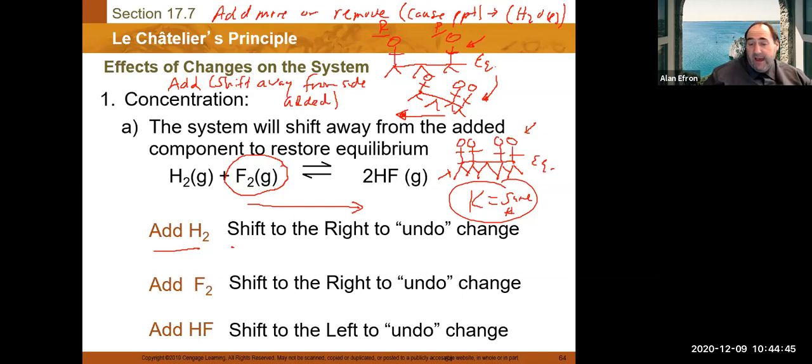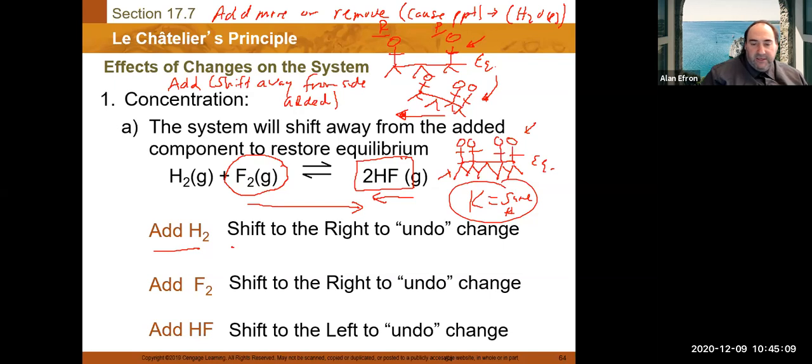And lastly, if we added more products, that would be like adding stuff to the right. It shifts away from the right. We would expect it to go to the left. So when you add, it goes away. And again, whichever side in terms of the balanced equation you're looking at that you added that to, it will go away from it.